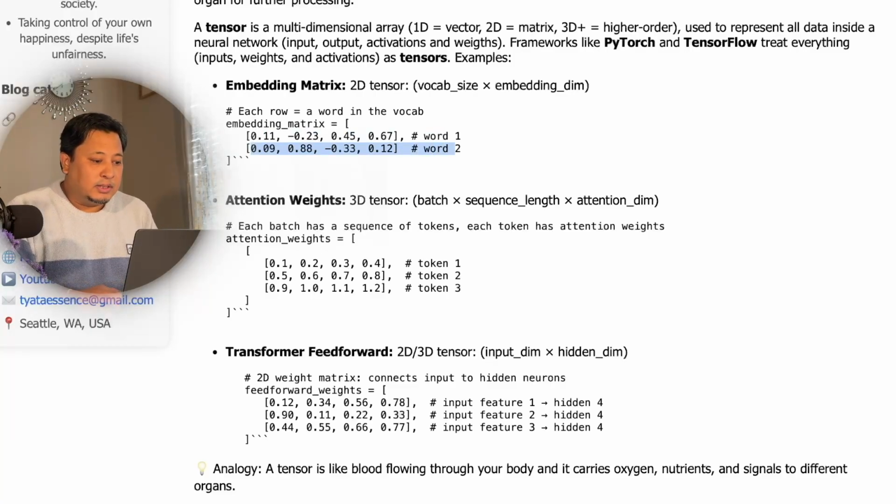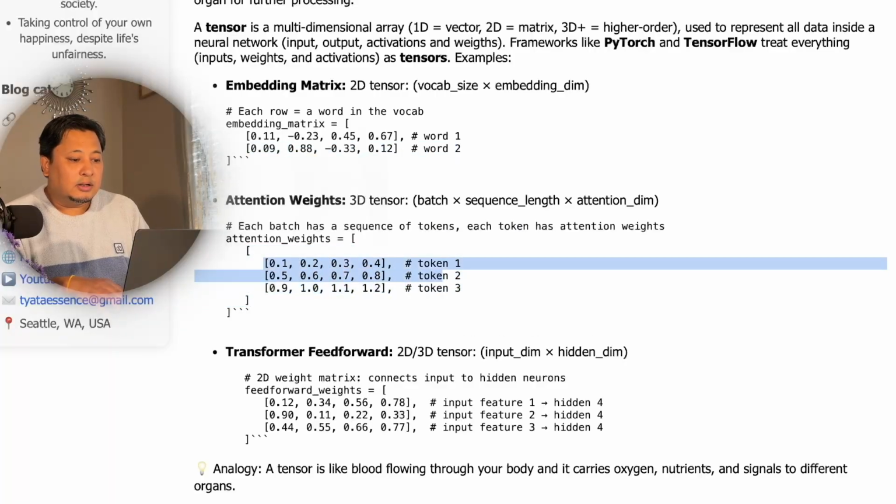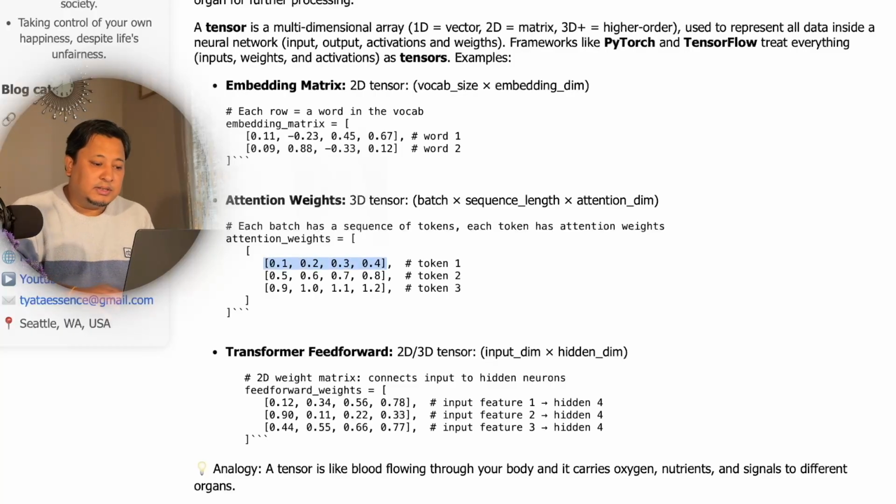The second one is the attention weights. This is another tensor and it's of 3D type. In this you have a collection of batches and each batch represents a collection of tokens. Same thing, just like we represent a word as a list of numbers here, we are representing a token as a list of numbers. The third one is the transformer feed forward tensor.